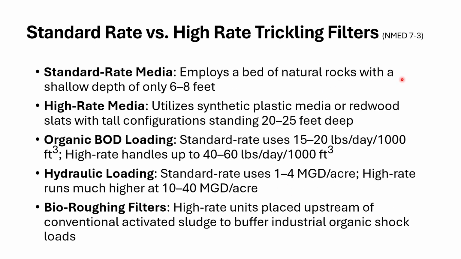Now, the differences between a standard rate and a high rate trickling filter. A standard media is going to be 6 to 8 feet of rock. That's what we're going to use for our filter media for a standard flow rate trickling filter. For a high rate, we're going to go 20 to 25 feet deep. It's going to be fairly deep, and we're likely going to use plastic media. You can use the redwood slats and put them in a tall configuration, but mainly you're going to see plastic, and it's going to be much deeper.